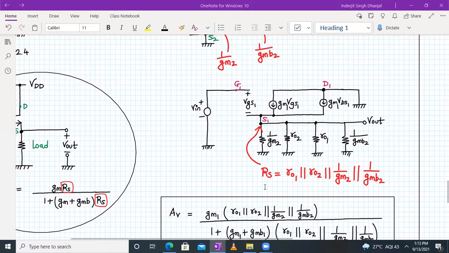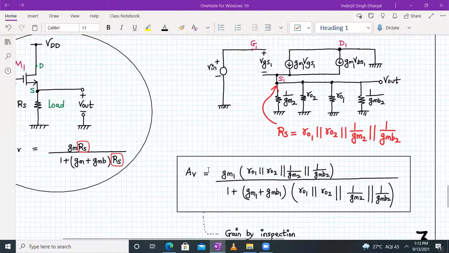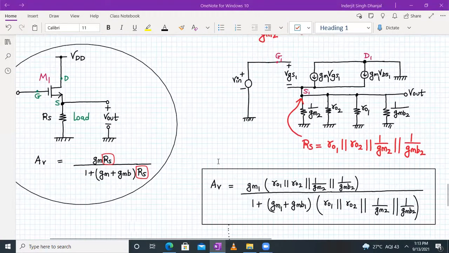So this is my value of RS, and that we plug into the formula because the remaining is my source follower. So your gain AV will be GM1 times RS divided by 1 plus GM1 plus GMB1 into RS, where RS is this huge term over here: RO1 parallel to RO2 parallel to 1 upon GM2 parallel to 1 upon GMB2.